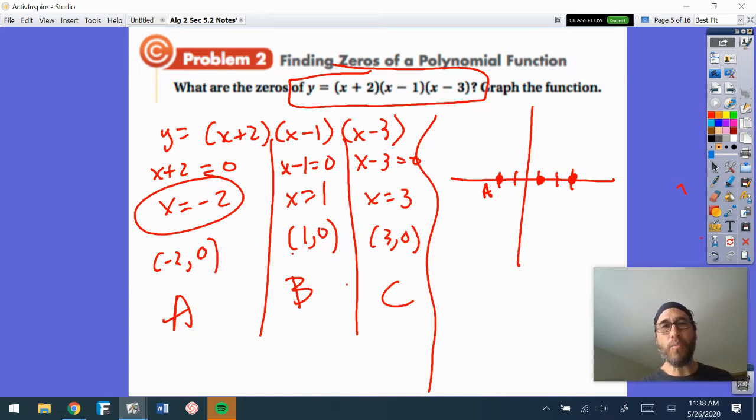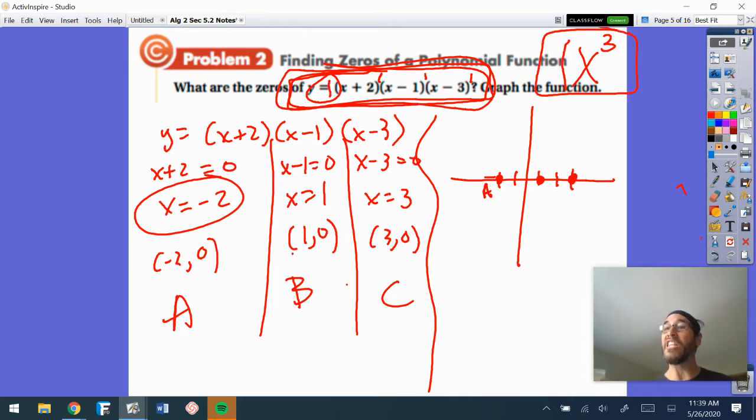Well, one way is you could multiply all that out, or you could take my little cheat. How many x's do I have there? I've got x to the first, to the first, to the first. So it's really x to the third. If there's nothing in front, that's just a 1, so it's like 1x to the third. That would be the leading term.